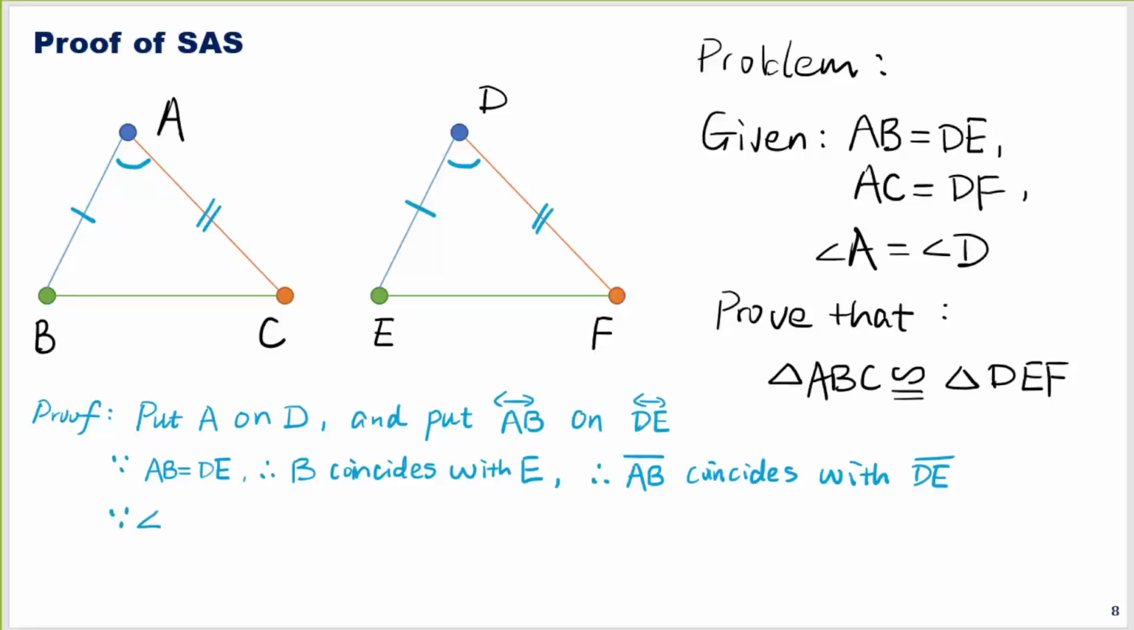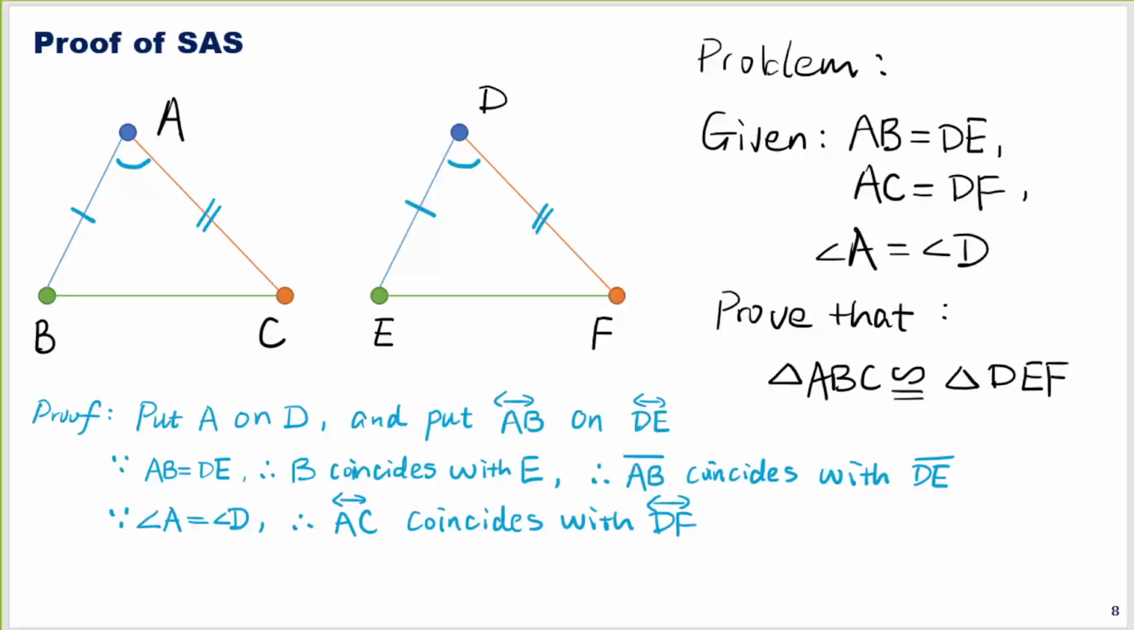Because we have angle A equals angle D, we know the line AC must coincide with the line DF, right? Because when two angles are exactly the same, they must share the same size, right? So if one of the sides AB is on top of DE, then the other side AC must be on top of DF, which means AC coincides with DF, right?